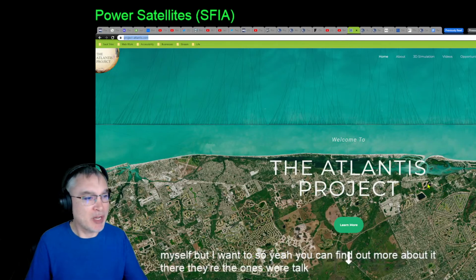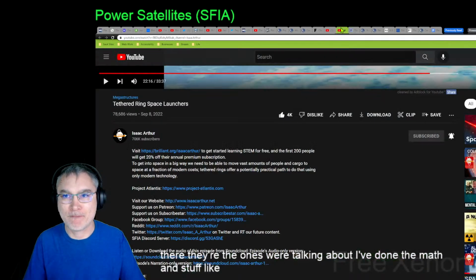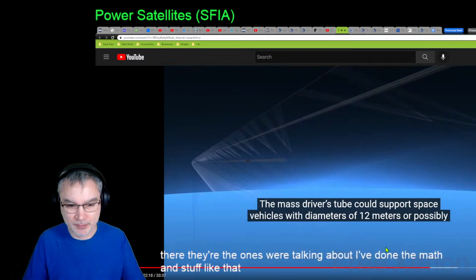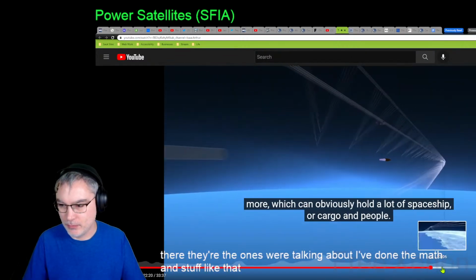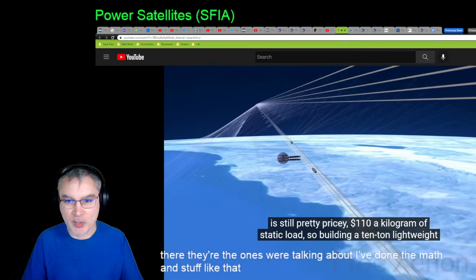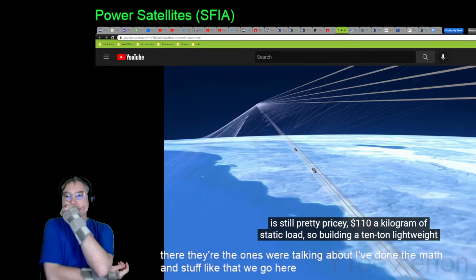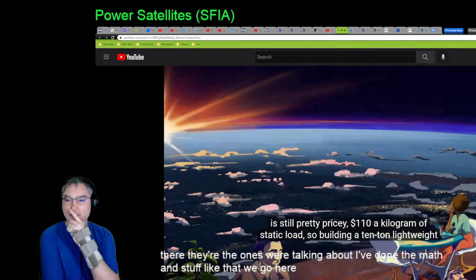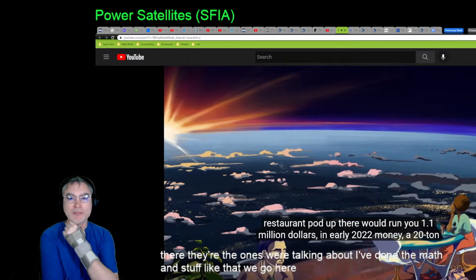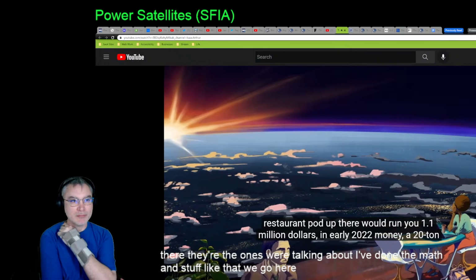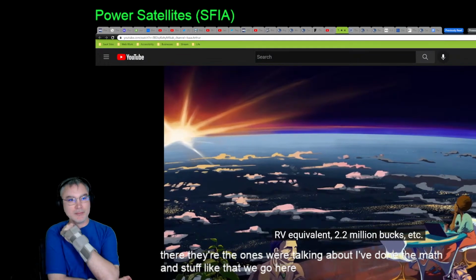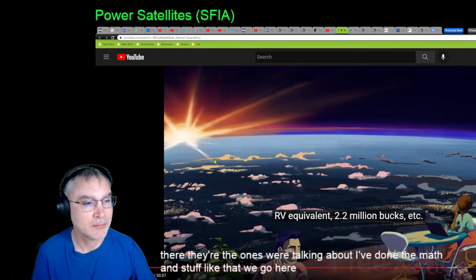They're the ones who are talking about, I've done the math and stuff like that. Diameters of 12 meters or possibly more, which can obviously hold a lot of space. It is still pretty pricey. $110 a kilogram of static load. So building a 10-ton lightweight restaurant pod up there would run you $1.1 million in early 2022 money. A 20-ton RV equivalent, $2.2 million.